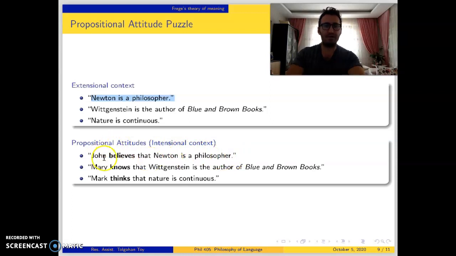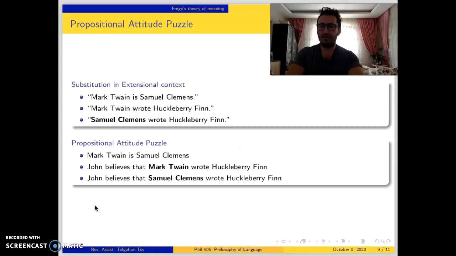So, in a propositional attitude, a subject has a psychological attitude toward a proposition. That's why they are called propositional attitude sentences, propositional attitudes. So let's see substitution in an extensional context. Remember Leibniz's law. If alpha and beta are one and the same object, then one can be substituted for the other in any context. Mark Twain and Samuel Clemens refer to the same object. In other words, Mark Twain and Samuel Clemens, not the linguistic expressions, but the object, are one and the same object.